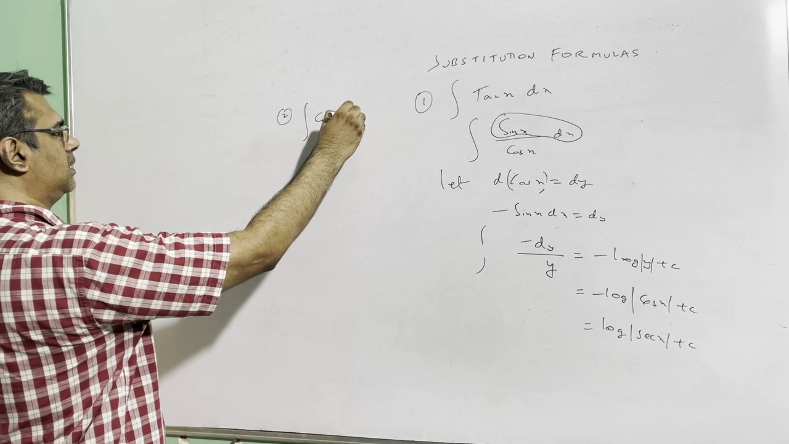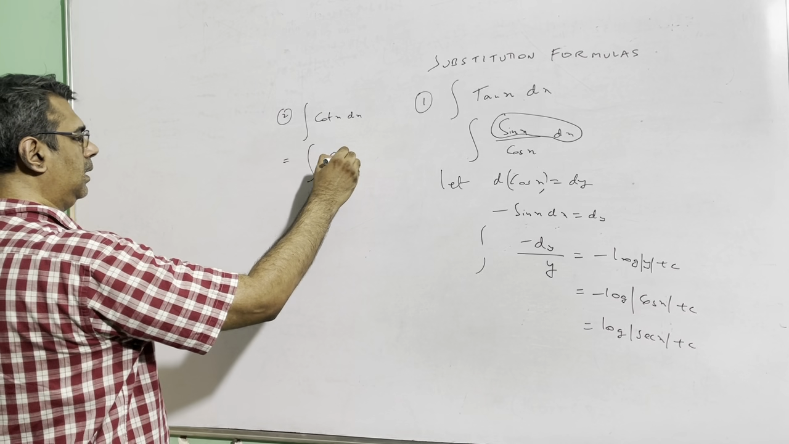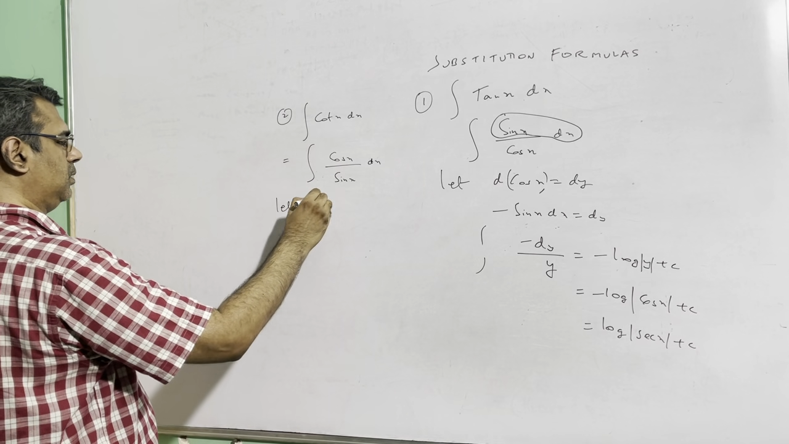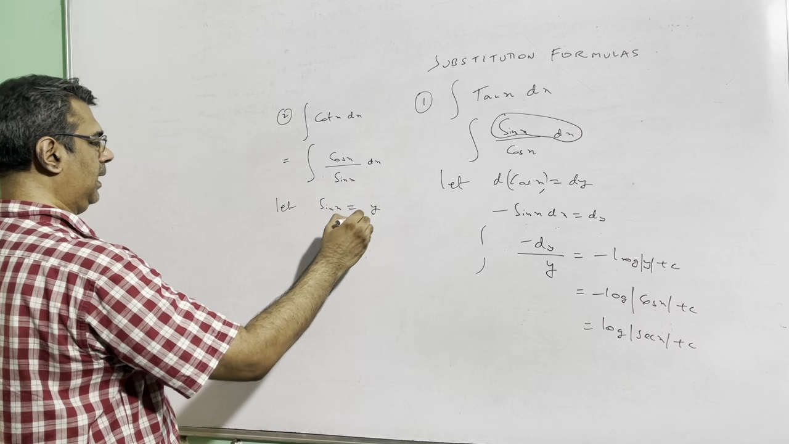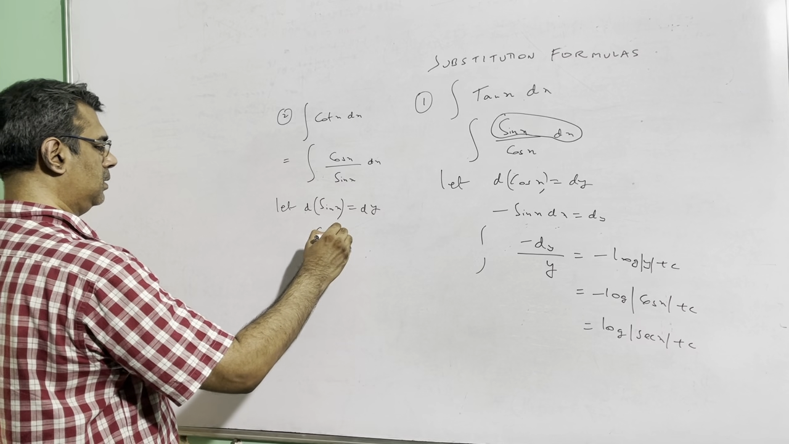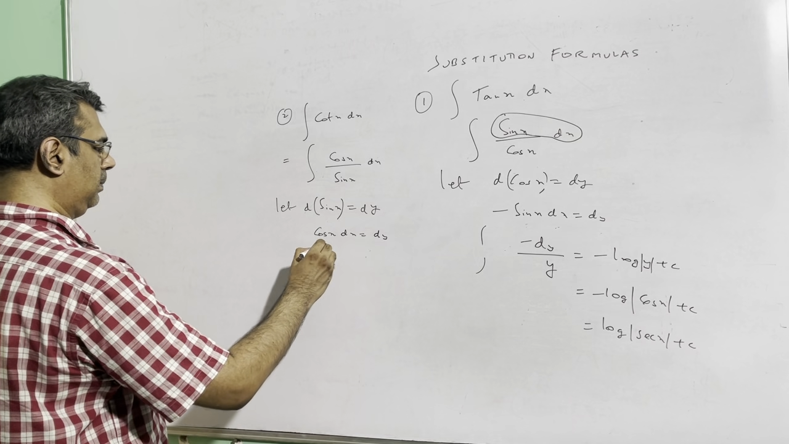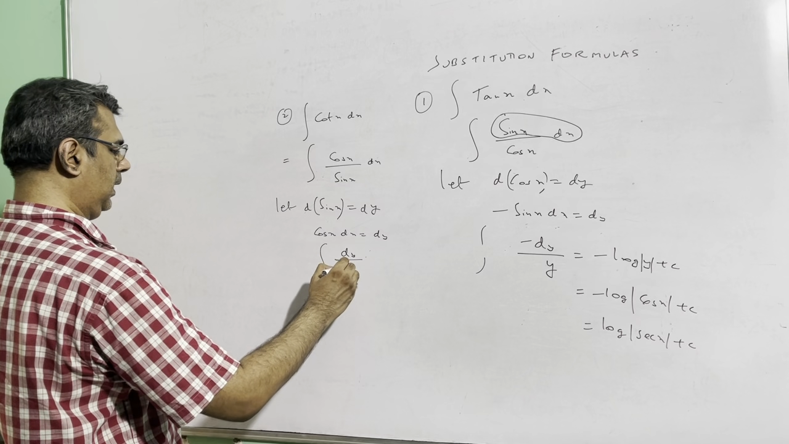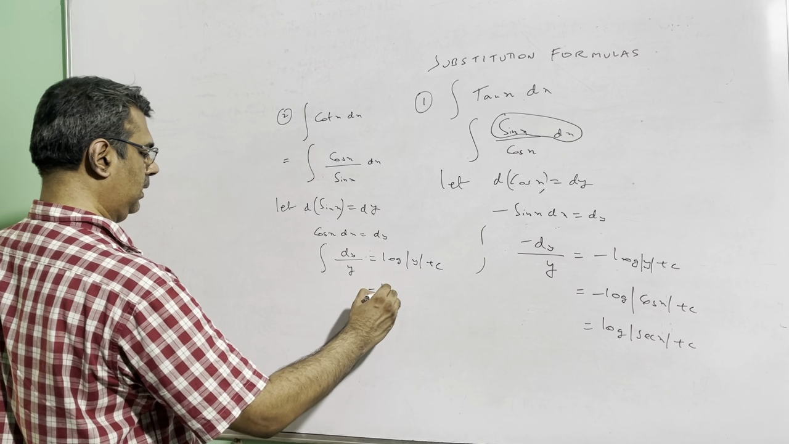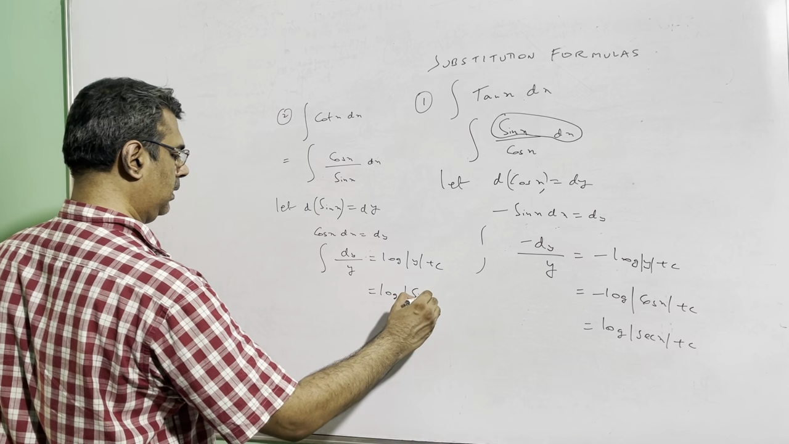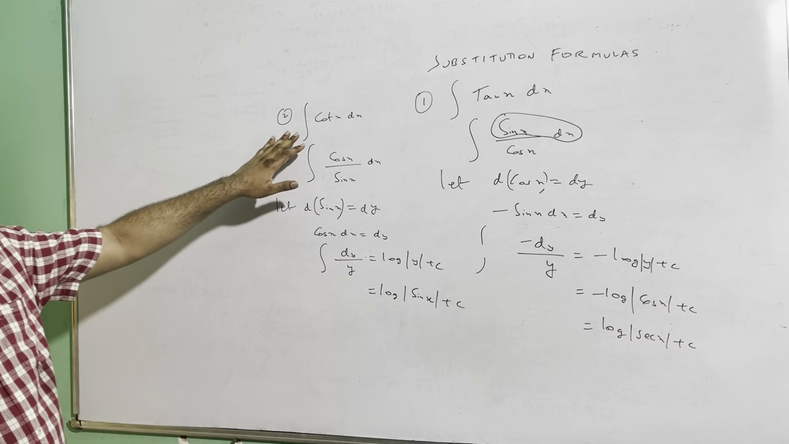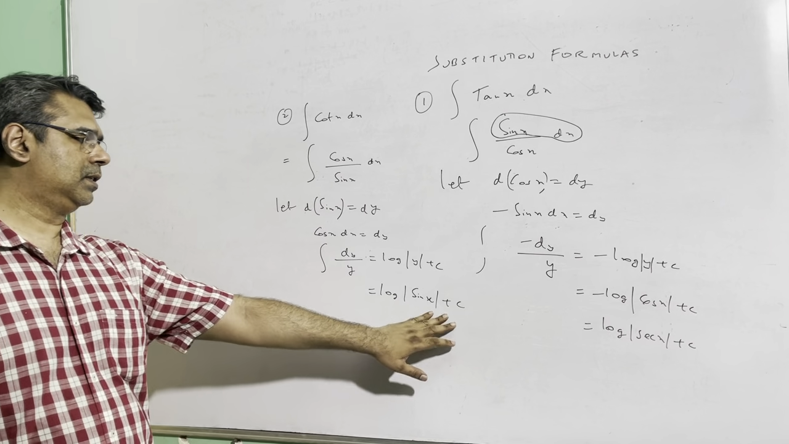Now let's have a look at number 2. Integration cot x dx. So this will be integration cos x by sin x dx. So as usual, you say that let sin x equal to y. So d sin x is dy, so cos x dx will be dy. So we are getting dy by y. As usual, the answer will be log mod y plus c. So that means the answer will be log mod sin x plus c. So this is formula number 2. Integration cot x is log mod sin x plus c.